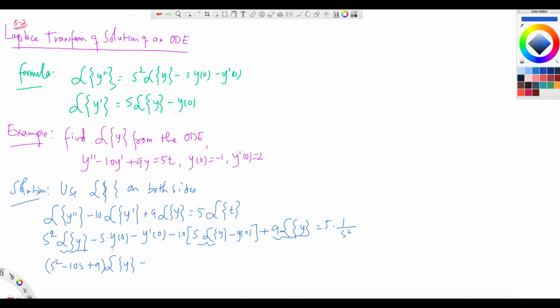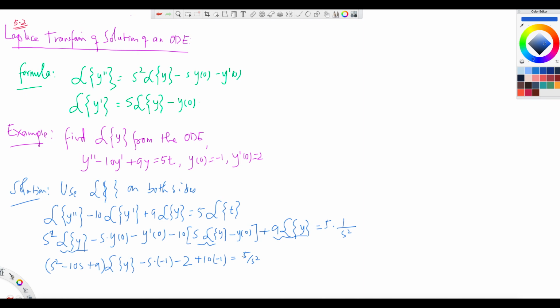So what is left is minus s times y at 0, which is -1, minus y prime at 0, which is 2, so that will be -2. And then -10 times -y at 0 will be positive 10 y at 0, so plus 10 times -1, and that equals 5 over s squared. You see that? Now you plug in those values.